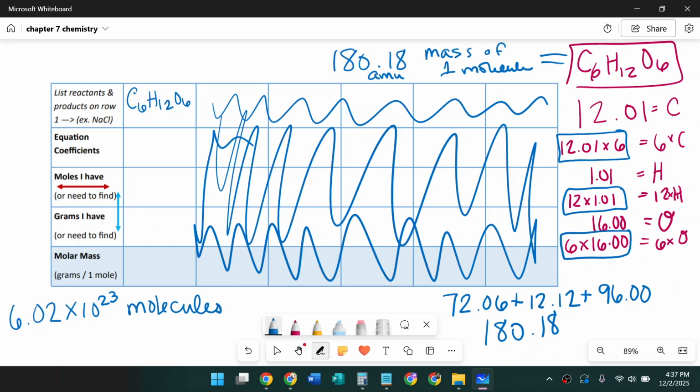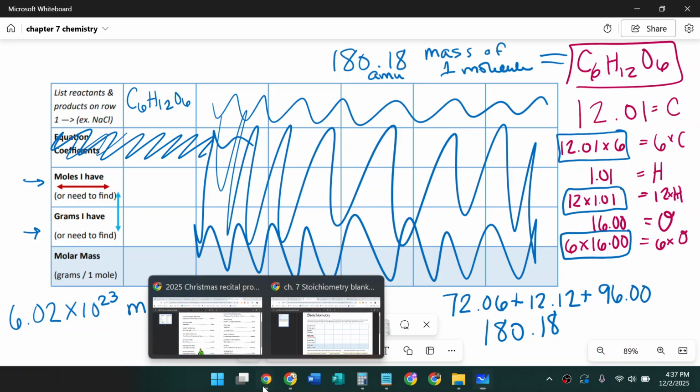Now, my chart doesn't have molecules. It has moles and it has grams. I don't need the equation coefficient because there's no equation. So I'm going to scratch that out too. I don't have molecules. I only have moles or grams on the chart. So I need to change this into something.